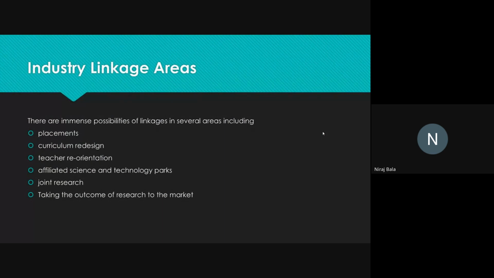One important part is in placements. We need to take the inputs of the industry in the placements. Then in the curriculum redesign, if the curriculum is already there, the redesign of the curriculum. The teacher orientation, industries can help in the orientation of the teachers. Affiliated science and technology parks, this is another way. We have a number of science and technology parks in association with the industry, which also help us. Then by doing some joint research with the industry, and lastly taking the outcome of research to the market. If we have time, I will also tell you a little bit about how we can take our research from the academic to the industry through technology transfer. So these are certain aspects where the industry linkages can be found along with the academia.